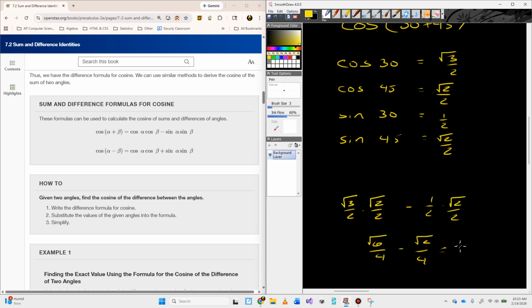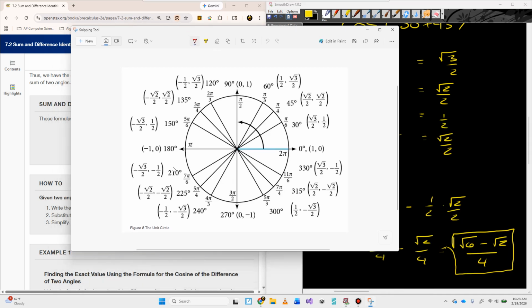This is equal to the square root of 6 minus the square root of 2, over 4. And this is the exact answer for what cosine of 75 degrees is. So if I were to ask you the exact answer for cosine of 75, even though it doesn't appear on this unit circle that's right here, you could still give me the answer by splitting 75 into 45 plus 30.